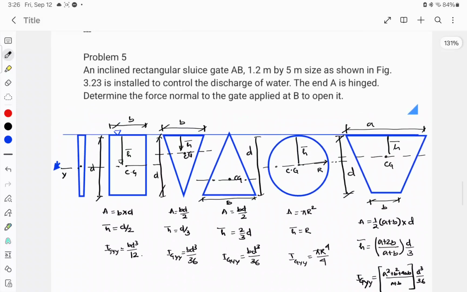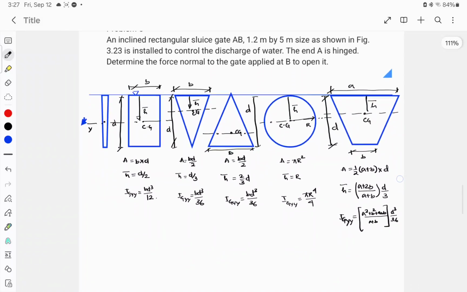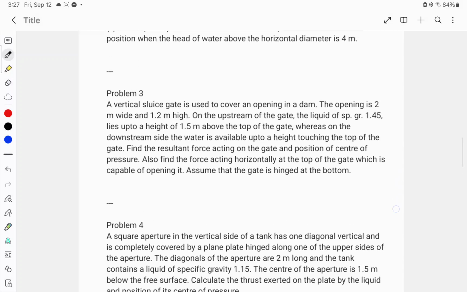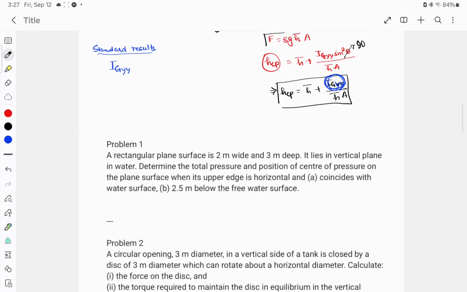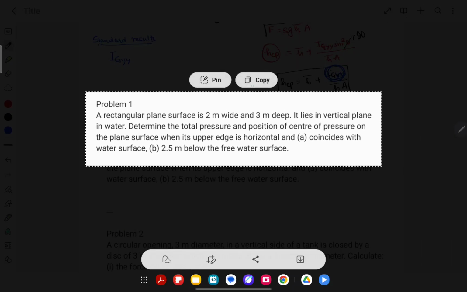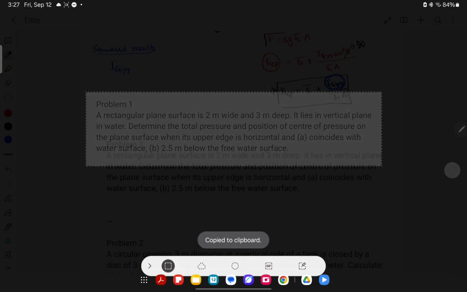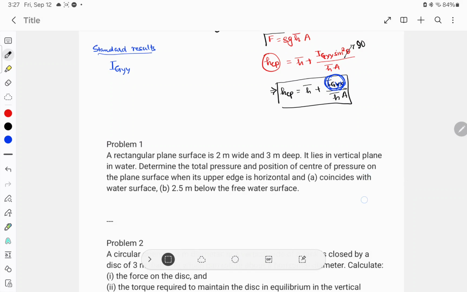So typically this will come, but you should also be prepared for other kinds of structures. So let us start with the first problem. Let me select this and we'll try to do this problem.